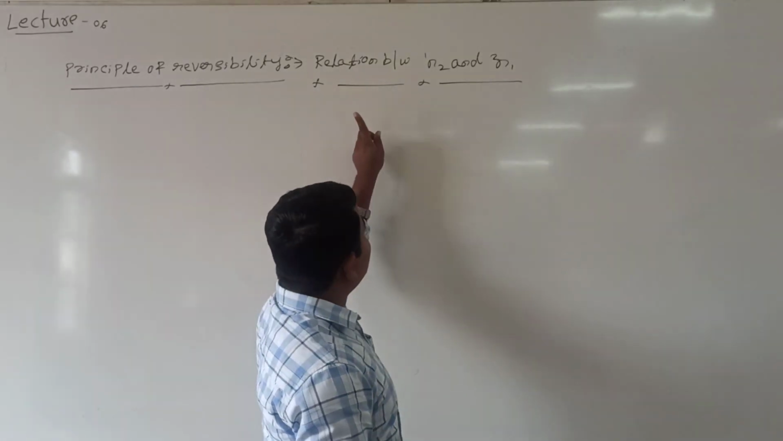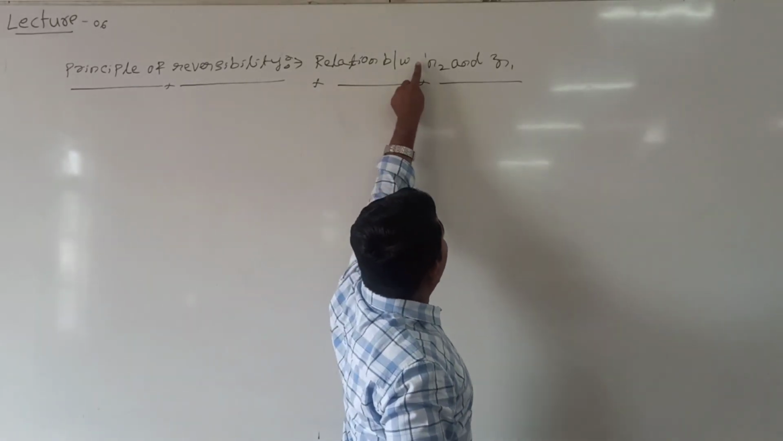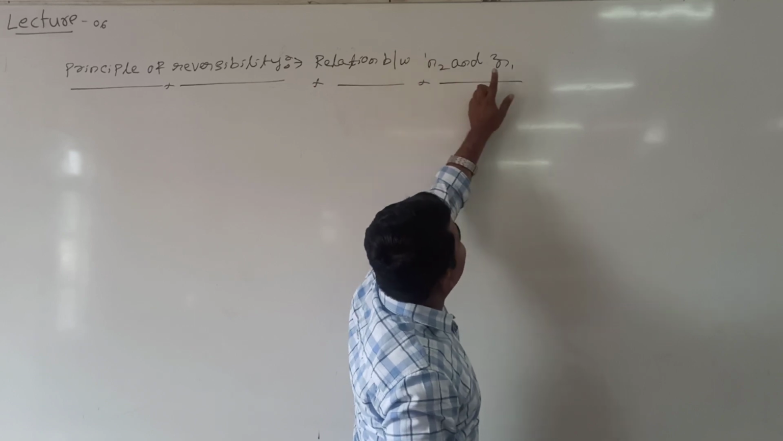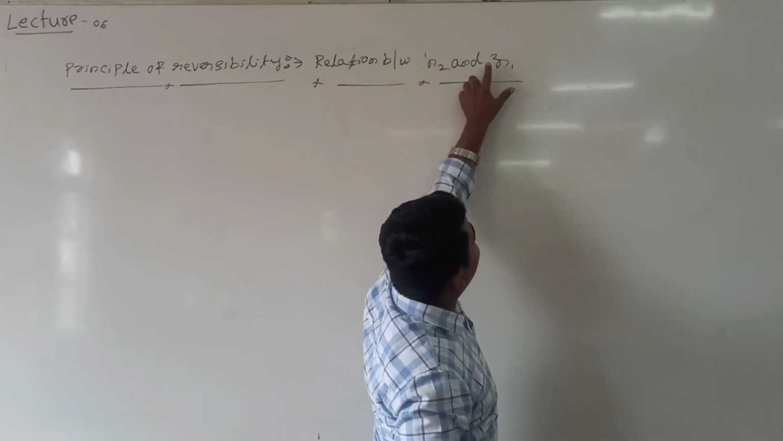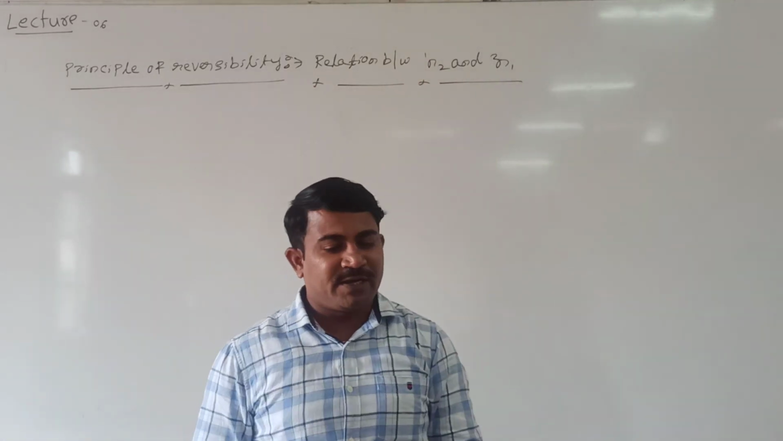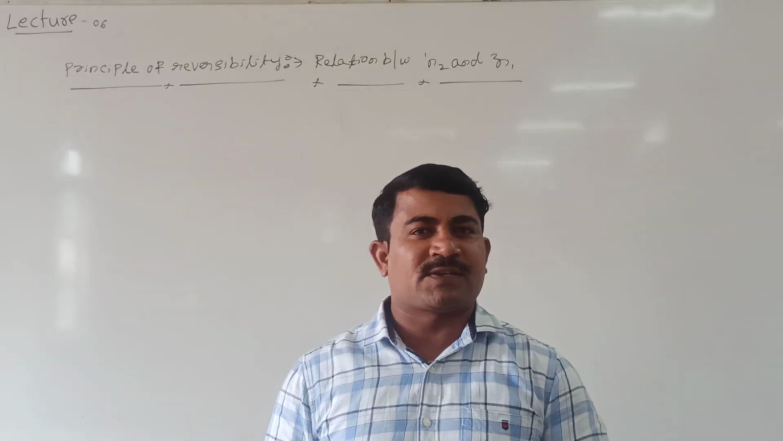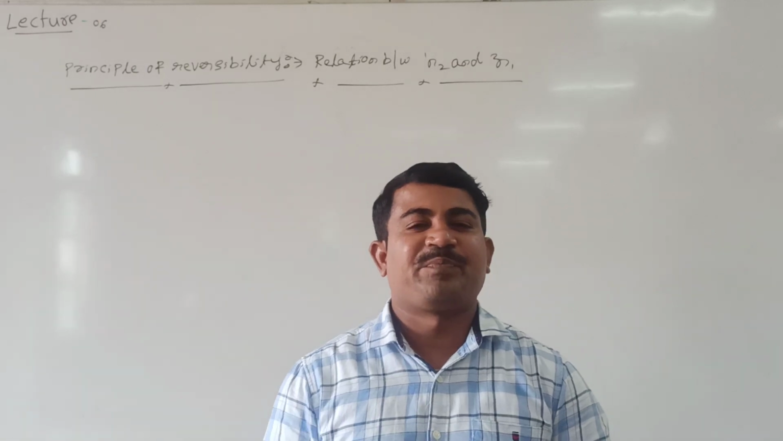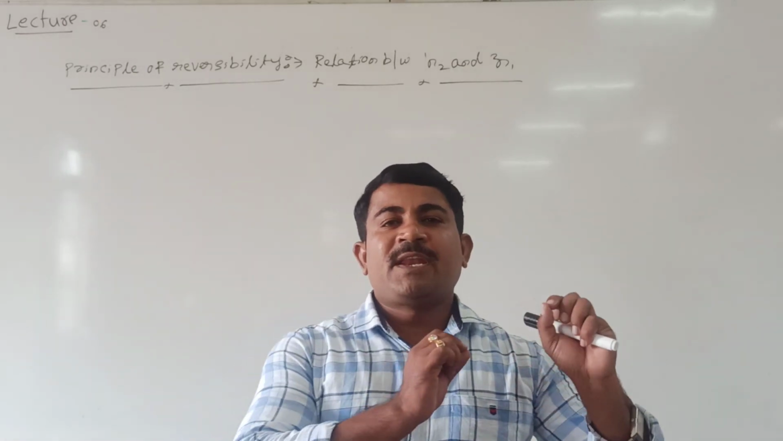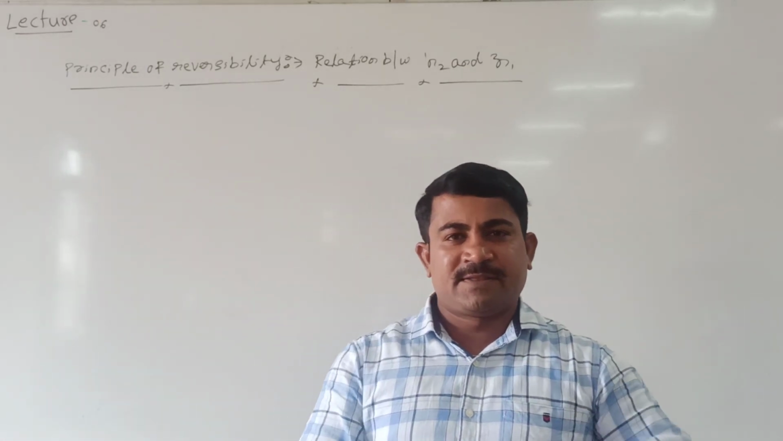Directly, the relation between the refractive index of the second medium with respect to the first medium, and the refractive index of the first medium with respect to the second medium. We defined how to take absolute refractive index and relative refractive index. Already we have seen that. Now, what is the meaning of principle of reversibility? That we will see now.